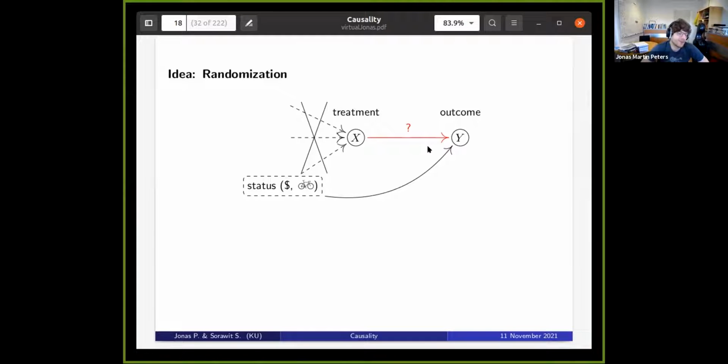Now, what randomization does, one way of looking at this is to say it breaks all these confounding paths at once. And how does it do this? In randomization, we randomize the treatment. We take, let's say, 100 subjects, and for each one we throw a die and then decide, depending on the outcome of the die, whether you take this diet or another diet.